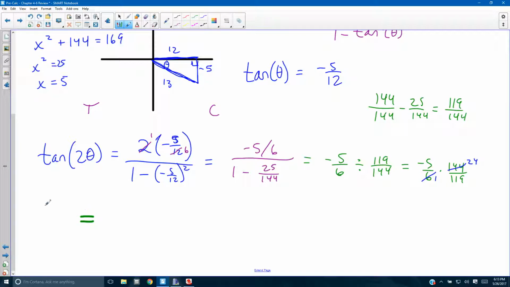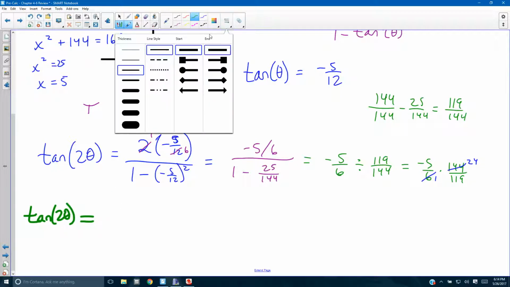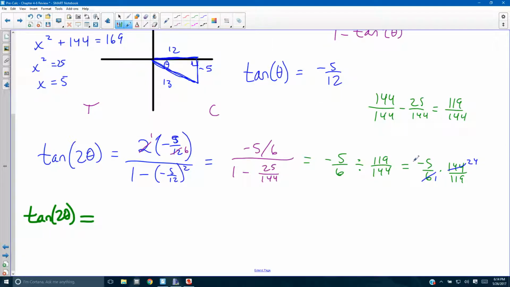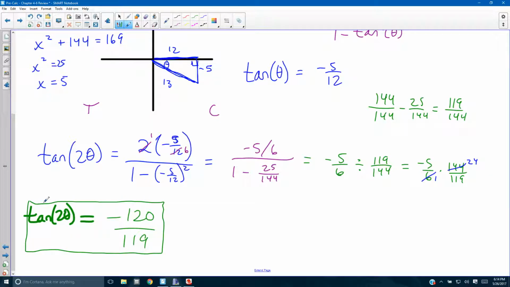That's going to become, remember, this is all tangent of 2 theta here. So tangent of 2 theta, that's a pretty thick marker. Tangent of 2 theta there, negative 5 times 24 is negative 120 over 119. That ratio right there is extremely close to 1.